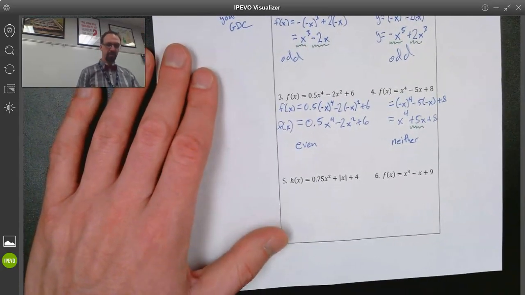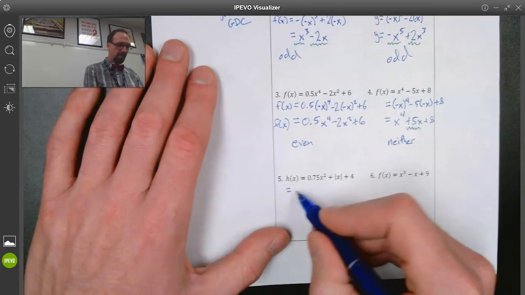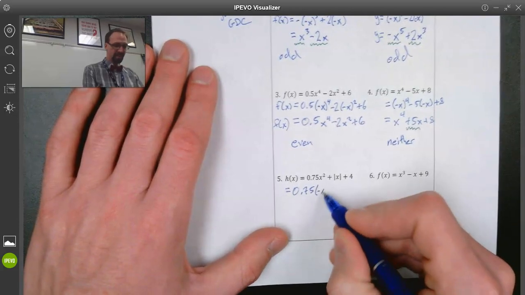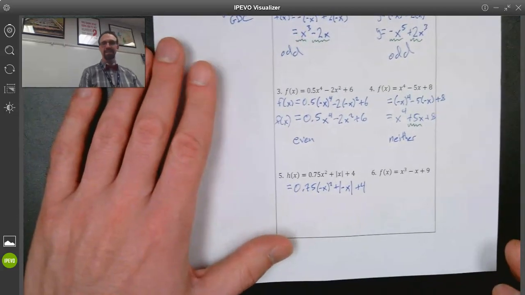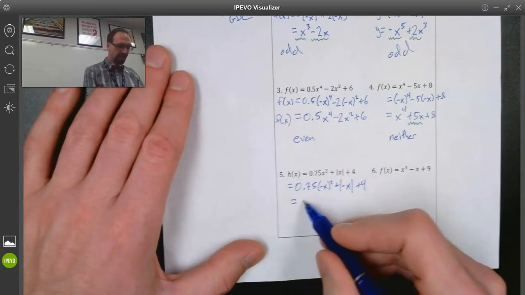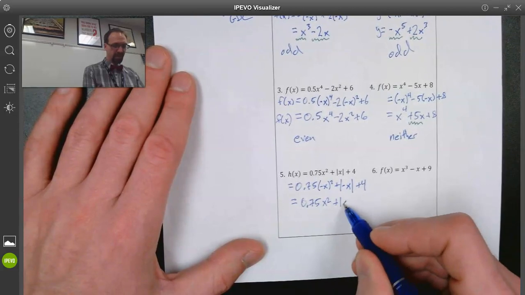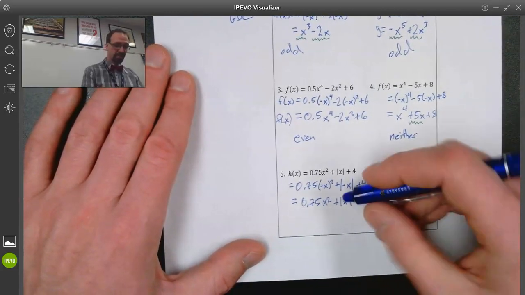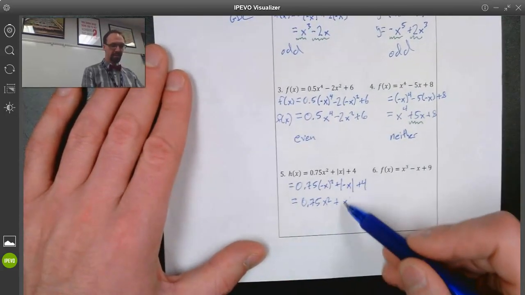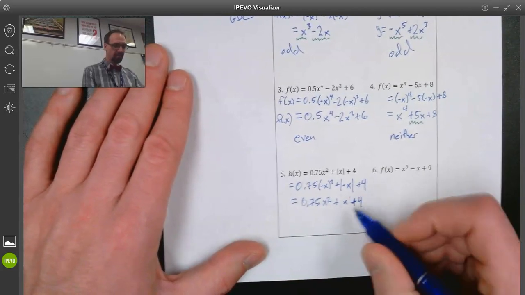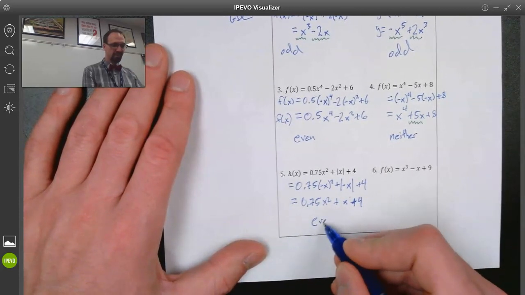h of x equals, so number 5, this is where that whole idea of degree gets broken. It's because of this absolute value. Whenever you plug in an opposite x into the absolute value, opposite x is just going to become x when you simplify. So here I have 0.75x squared, plus absolute value of x, which simplifies to just being x at this point, plus 4. So this is going to be positive, none of the signs change, so this is even.